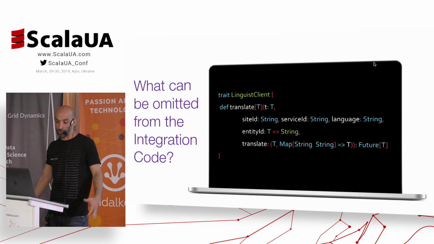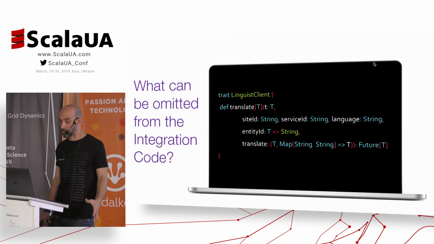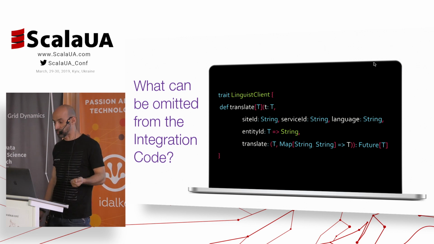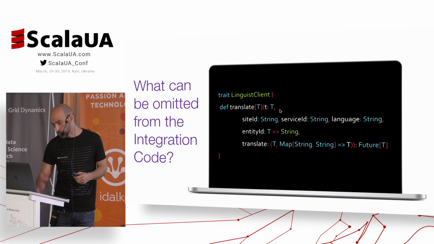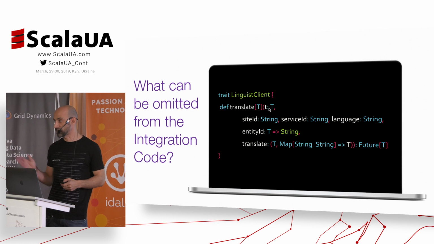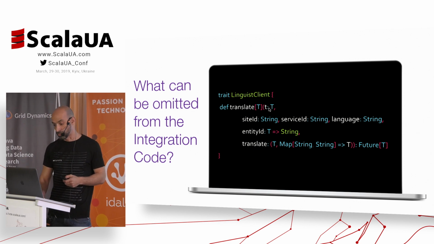So at first, how did we start? We had a client that will retrieve the translation. You can see that the user can have any type of case class here. And there are several parameters that we need.